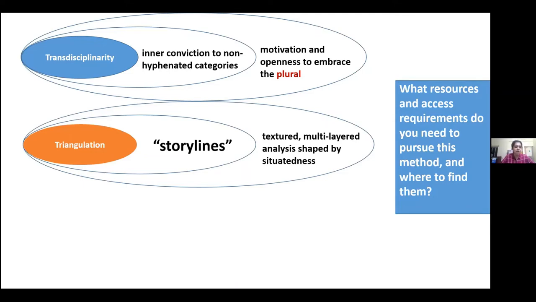Triangulation. I think Anita, Anna, and all of us have talked about storylines, why and how it is so important to capture storylines. And by storylines, we mean all kinds of stories, and also maybe a single story from multiple perspectives and multiple angles. So obliterated stories, repressed stories, suppressed stories, mainstream stories, conventional stories, animated stories, all kinds of stories, right? And so we have to engage ourselves with textured, multi-layered analysis shaped by situatedness.